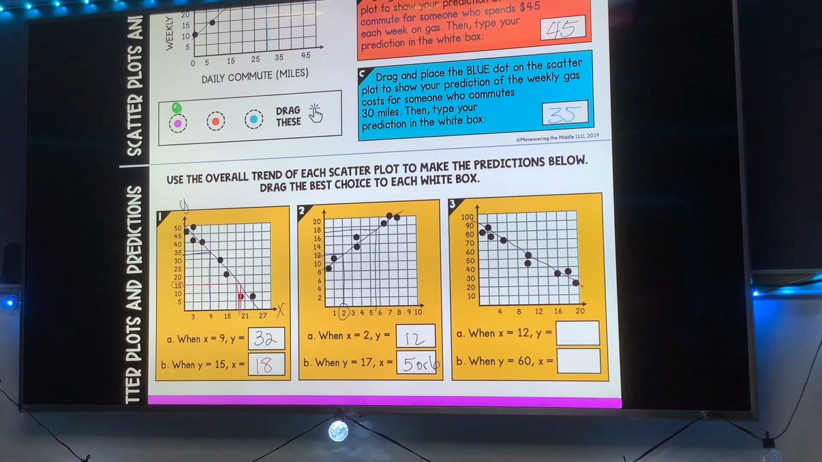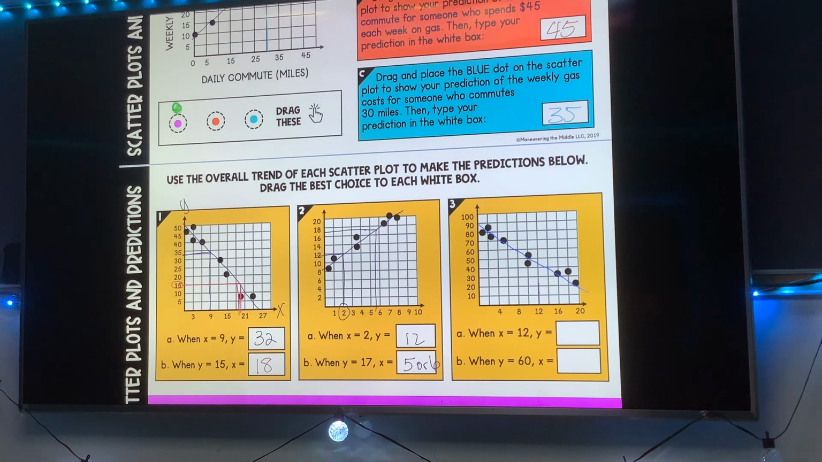When X is 12, I'm going to redraw that line. That one is really messy. If you find that line tool up there, it might be a lot more handy because my lines are not wanting to work this morning. Oh, there we go. I think that one might be good.